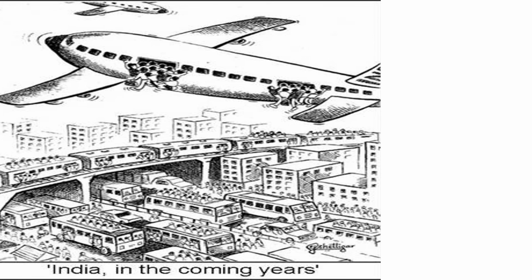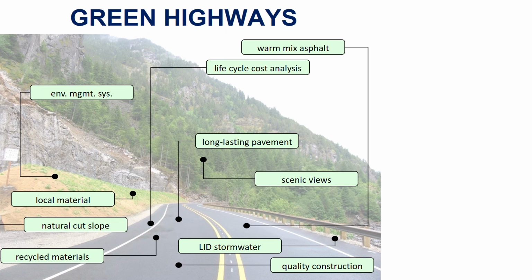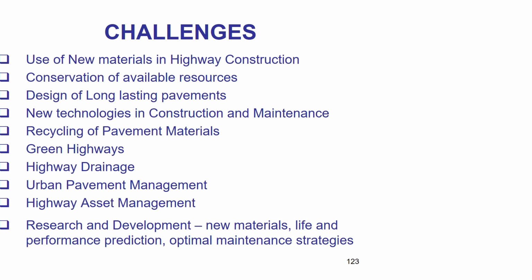opportunities before you. So what you have learned is that we need green highways, as materials are not available. It's time that you talk about new materials in design and construction, how to conserve materials by reducing, reusing and recycling, how to design long-lasting pavements, and new technologies in construction like precast construction, recycling the materials, constructing green highways, improving the drainage of the facilities, urban pavement management, how to manage the road asset, is something that you have to face in the years to come.